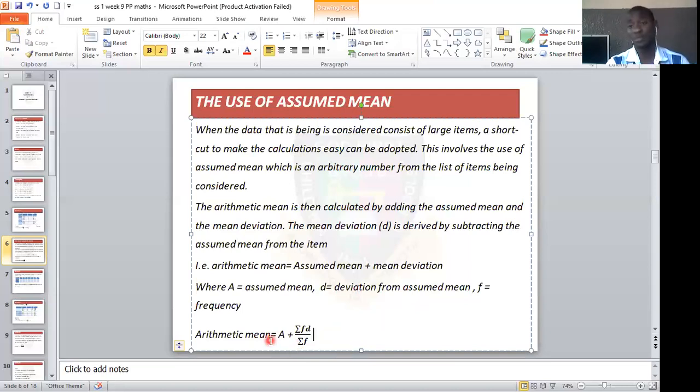Arithmetic mean using assumed mean, a question can come in that manner. We have A plus summation FD divided by summation F, where F is the frequency and D is the deviation. I'll take an example to explain that.